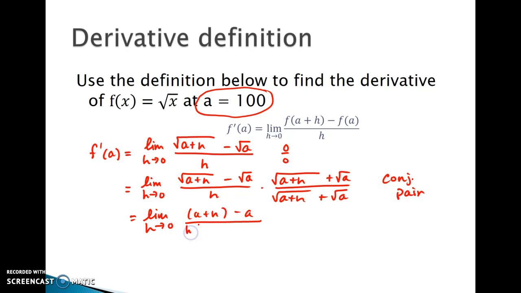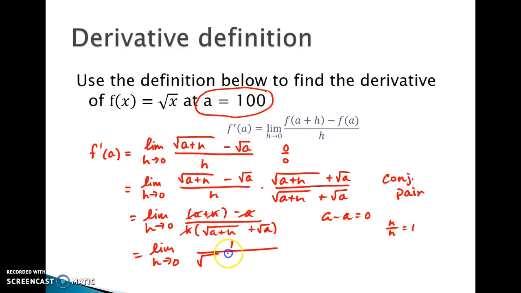And I'm not going to actually distribute the h. And what I notice is that these a's subtract to make 0. And now that there's nothing left in the numerator except for an h, these h's divide to make 1. So I'm left with, after simplifying, the limit as h goes to 0 of 1 over square root of a plus h plus square root of a.